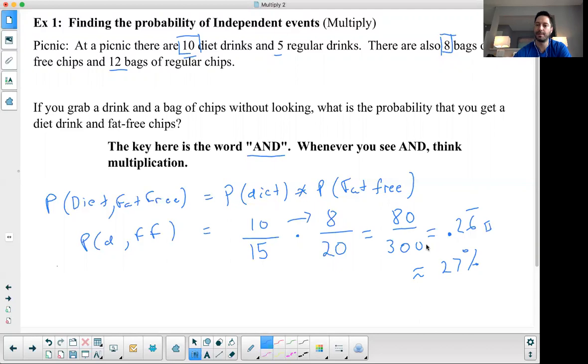So this, or this are all valid answers. So let's think about what happened here. We saw the word and. We're dealing with a probability problem. They want to know diet and fat-free. So we just find the probability of the diet and multiply it by the probability of the fat-free.